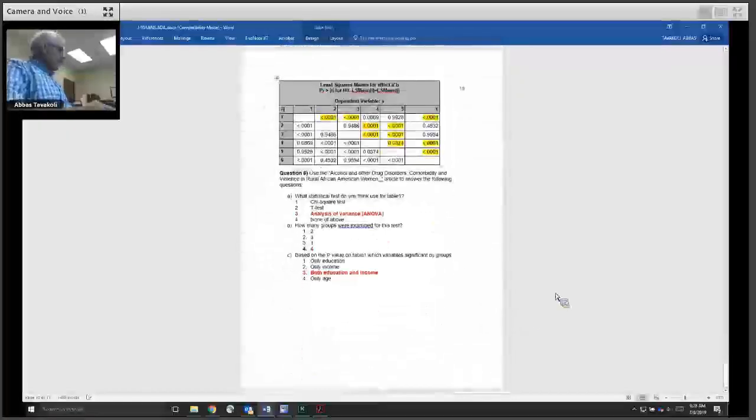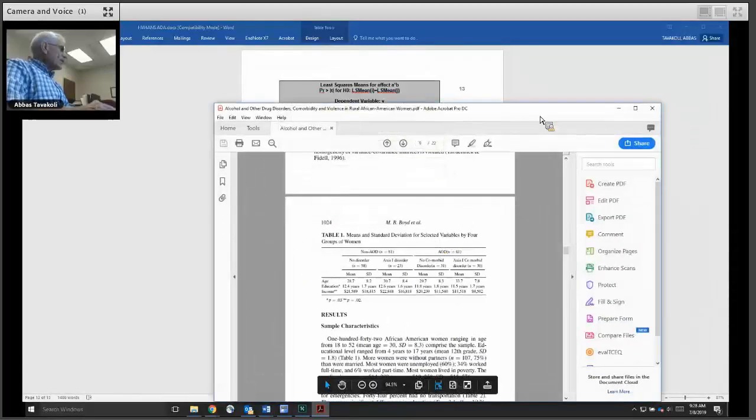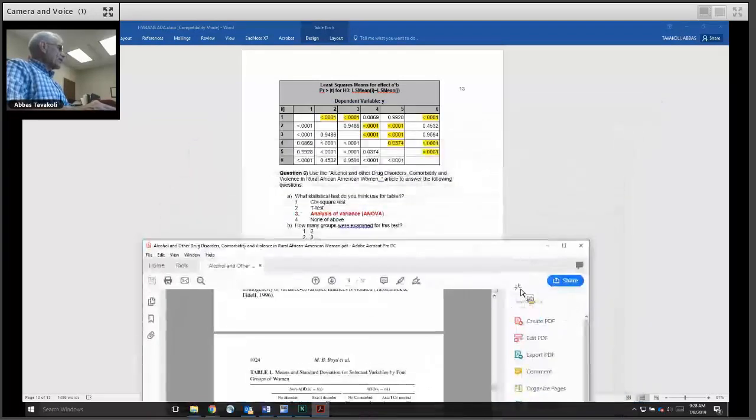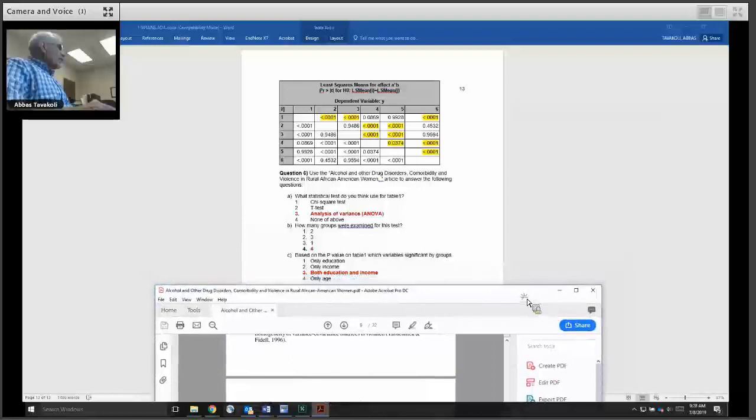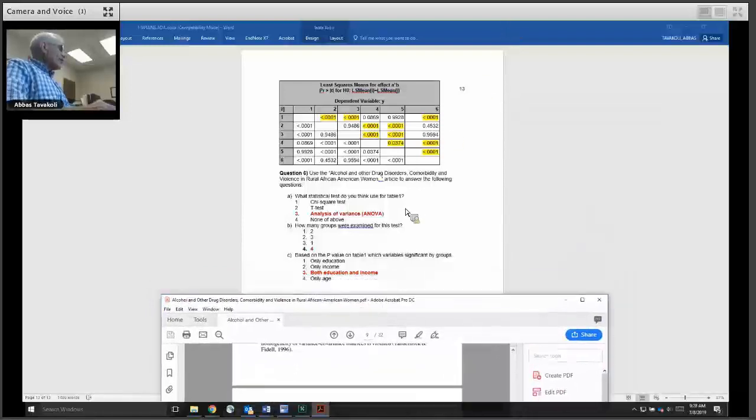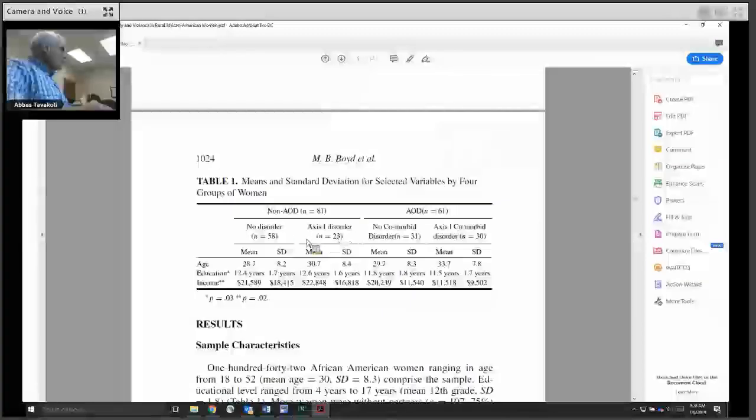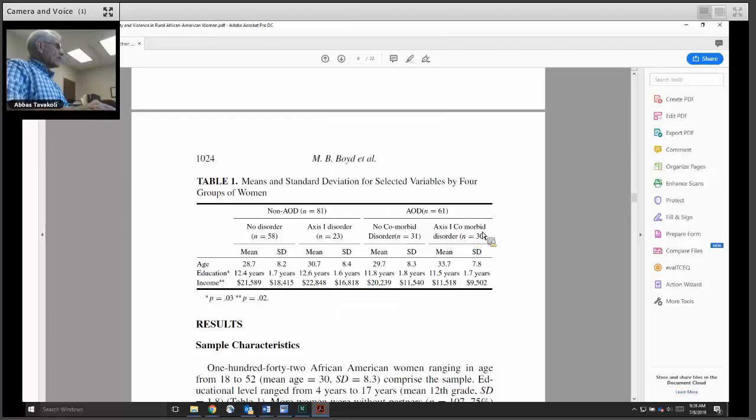Question 6, I was asking you to look at table 1 and see what kind of test was done. Remember here you have more than 2 levels, so the correct answer is analysis of variance. How many groups were examined here? There are 4 groups: no disorder, axis I disorder with no comorbidity, and axis I comorbid. So there you have 4 groups for which the means and standard deviations are reported.